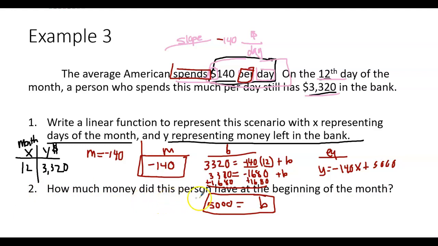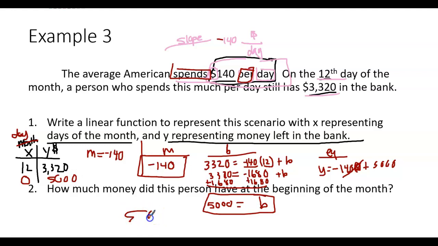Number 2, how much money does this person have at the beginning of the month? Well, at the beginning of the month, I guess I should have put days here, huh? Because x represents days of the month. It's not the month itself. So this is the 12th day. So at the beginning of the month, that means at 0 days, how much money do you have? Well, if I plug in 0 here, that's just going to cancel the 140 out and I'm left with 5,000.